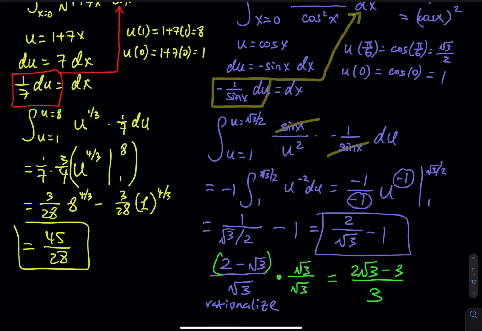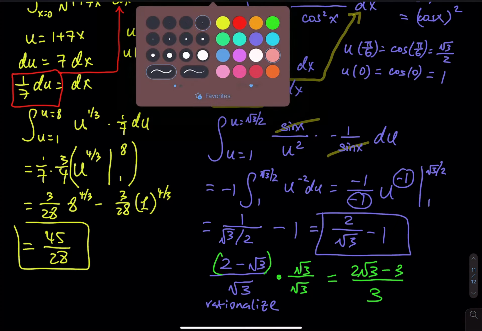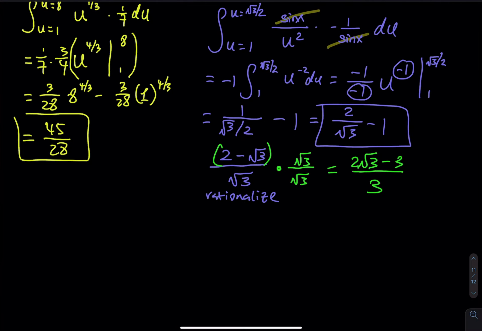All right, so that is the second one. And then let's move on to the third one. So the third one, we have the integral, x goes from 1 to 2, and then you have e to the 1 over x divided by x squared dx.